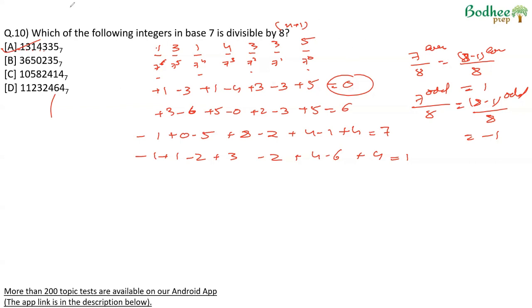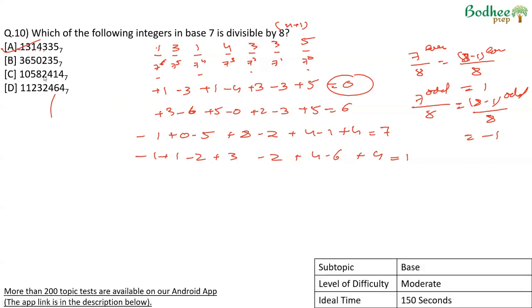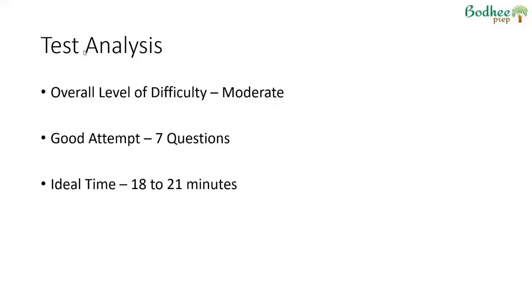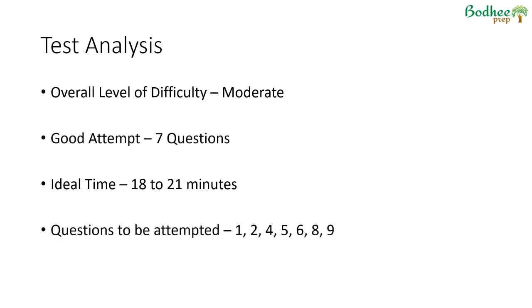Again, in terms of level of difficulty, I'd say definitely a moderate level of difficulty, if not very high level of difficulty, and 2.5 to 3 minutes easily required to crack the question. So if you look at the overall test, I said initially moderate level of difficulty, 7 odd questions for a 95 percentile net correct, 18 to 21 minutes of attempt time. For me, my 7 questions will be 1, 2, 4, 5, 6, 8, 9. Which are these?